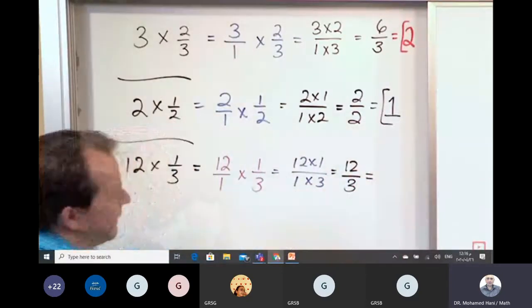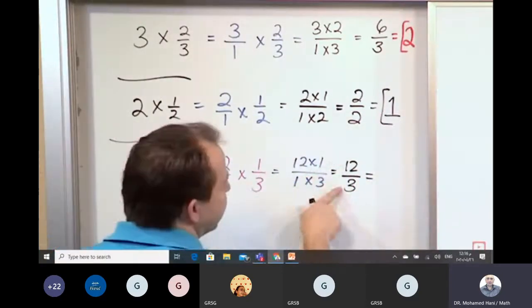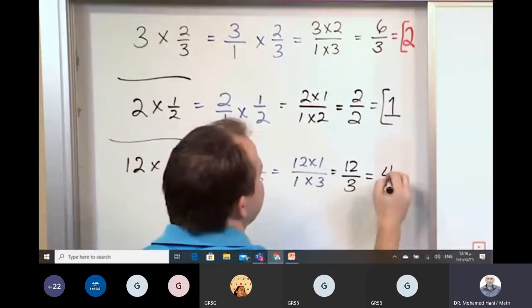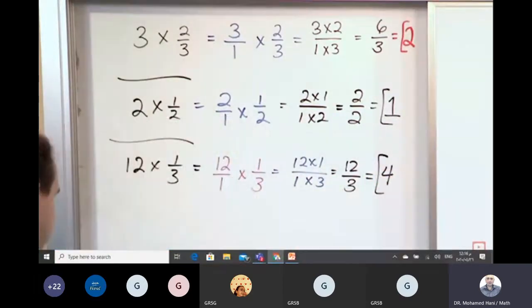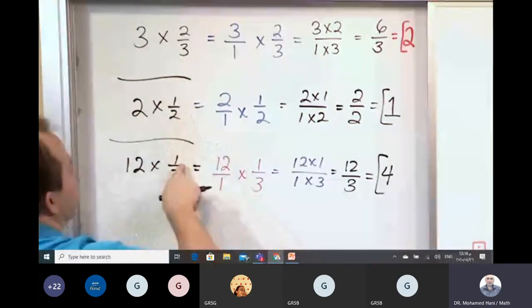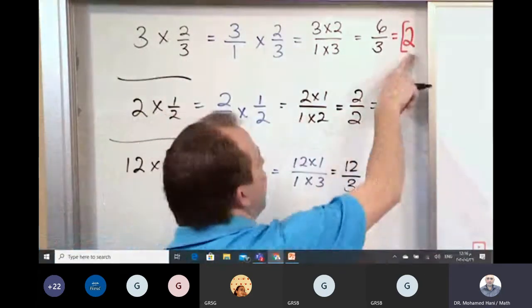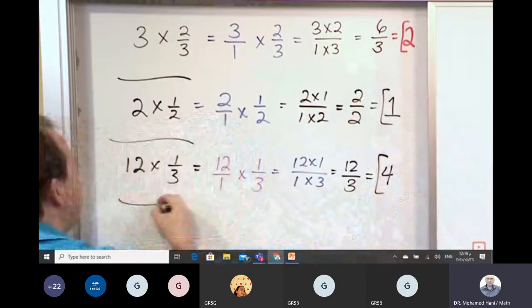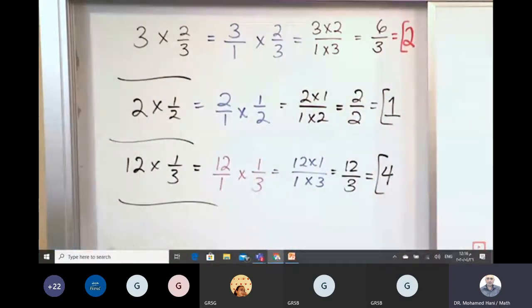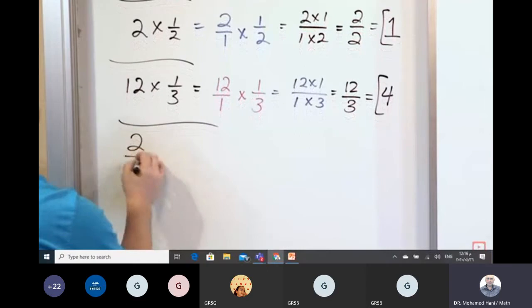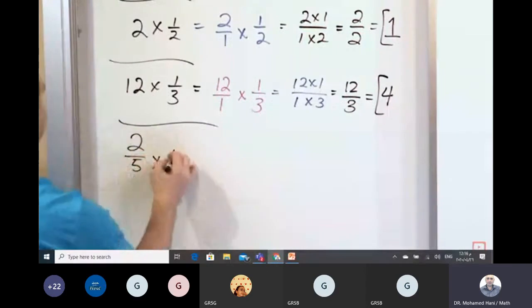And you try to simplify this, but then you realize I can divide this. 12 divided by 3 is going to give me 4. So the answer is just 4. So far, for every time we've multiplied a fraction by a whole number, we've always gotten a whole number back. But that's not always the case. Let's do one when that's not the case. What if we have 2/5 times 5?